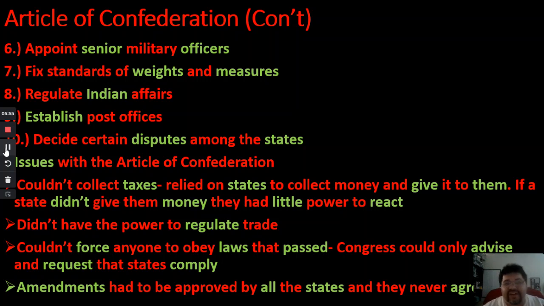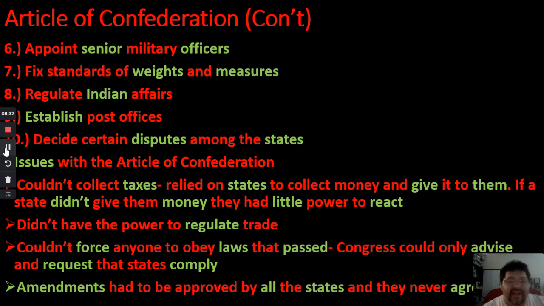Regulate Indian affairs. Discussion with Native Americans, make treaties with them. If there's an issue that comes up, it would be them that deal with it, not the states. Establish a post office, because the mail needs to be sent out. And decide certain disputes among states. So if some states were arguing with one another, depending on what the argument was, Congress could address it and find a way to make the peace between the two states.